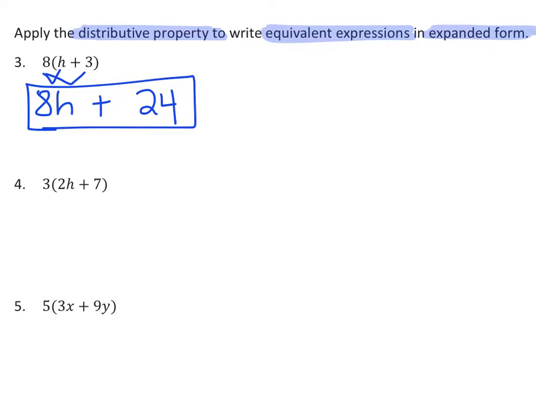Why don't you try number 4? Pause the video, and then check afterwards to see what the answer is. So we're going to multiply 3 times 2h, which of course is just going to be 6h. Then 3 times 7, I'll put my plus sign in there, which is 21. So I have 6h plus 21.